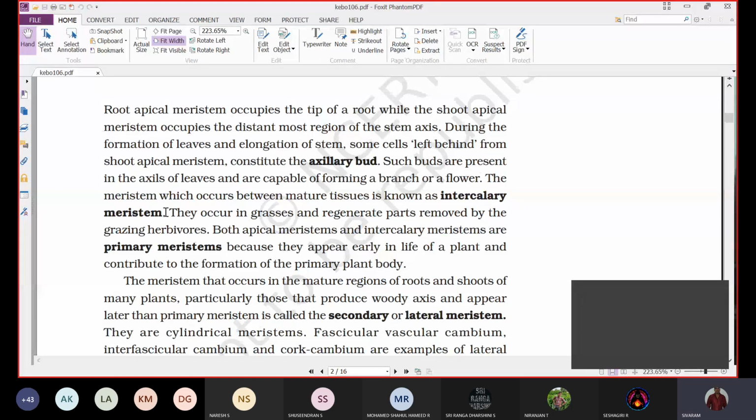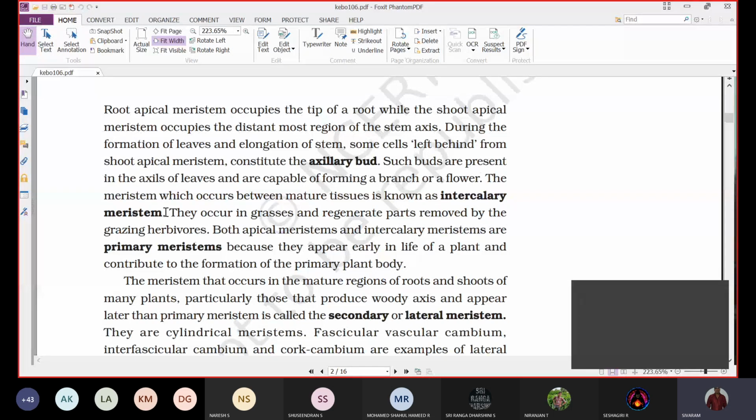Next, both apical meristem and intercalary meristems are primary meristems because they appear early in the life of the plant and contribute to the formation of the primary plant body. When you observe the apical meristem and intercalary meristem, these are described as primary meristems, because they are present in the plant from the early days of its development.